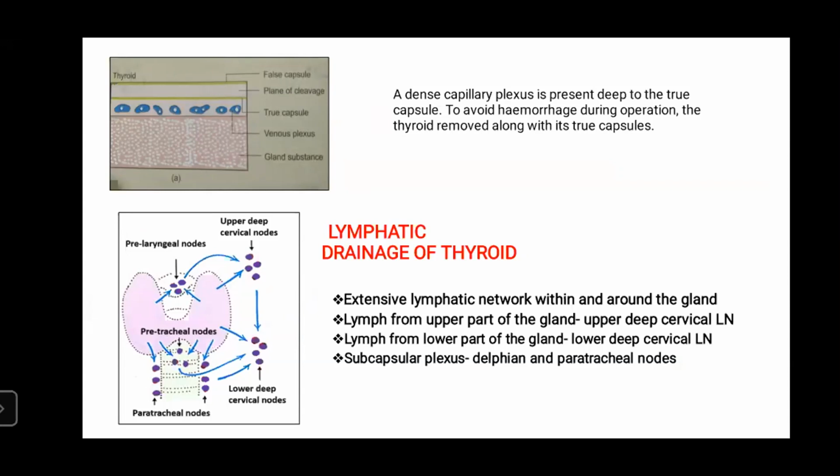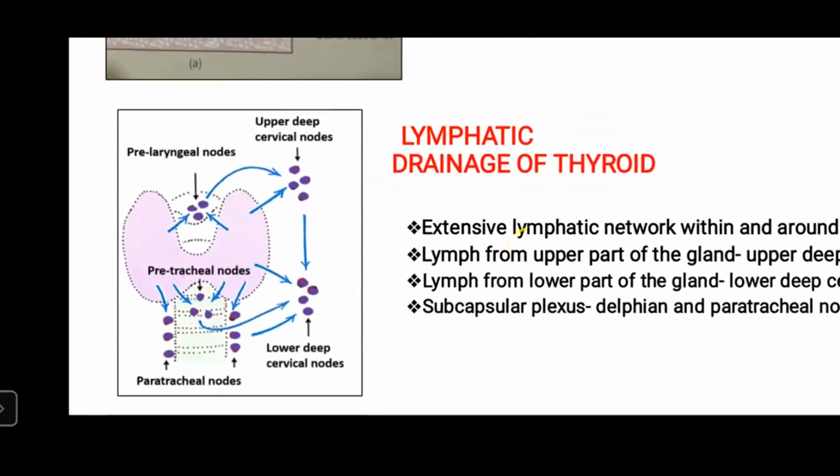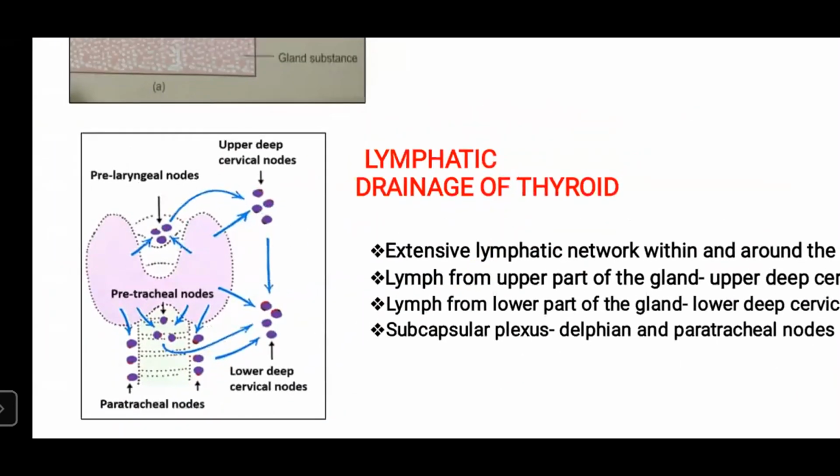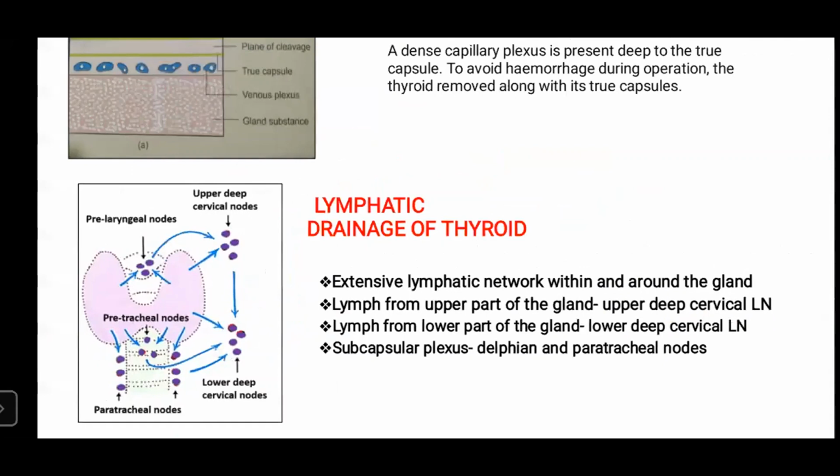Thyroid has an extensive lymphatic network within and around it. Lymph from the upper part of the thyroid lobe goes to the upper deep cervical lymph nodes, either directly or via laryngeal nodes, and through the lower part of the gland, it goes to the lower deep cervical nodes, either directly or through pretracheal nodes or paratracheal lymph nodes. The subcapsular plexus drains into the Delphian nodes and the paratracheal nodes.